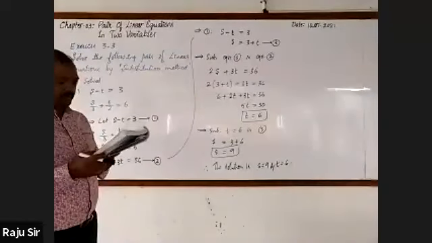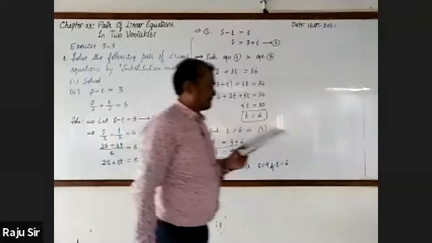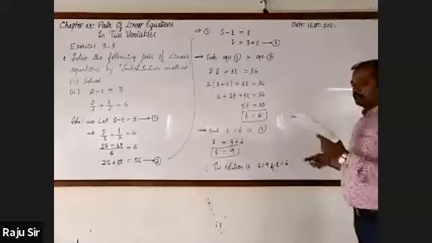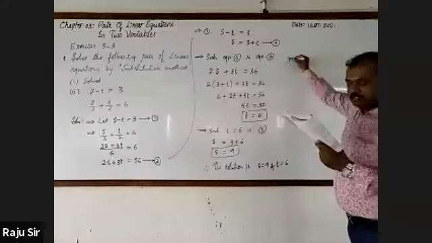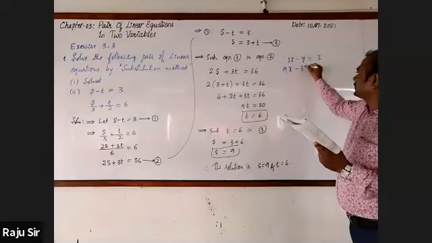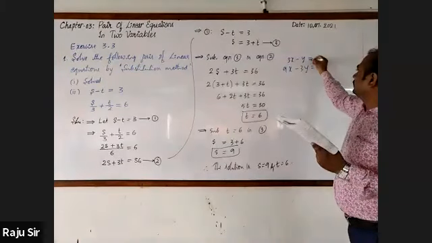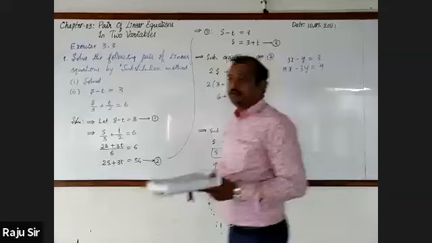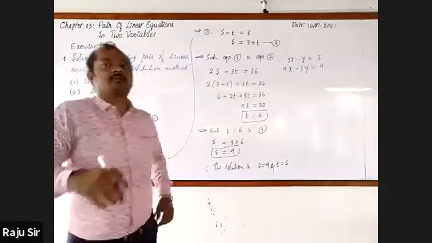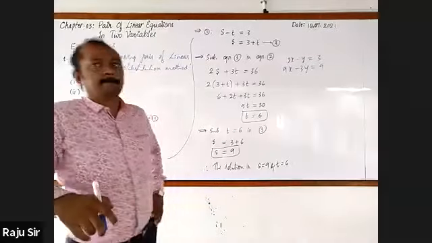Third one. Please don't write, just observe it. It has been given like this. 3x minus y is equal to 3. 9x minus 3y is equal to 9. 3x is equal to 3 plus y, and 9x is equal to 9 plus 3y.